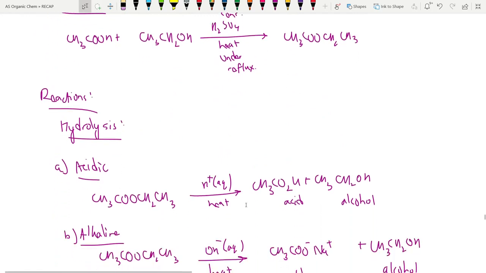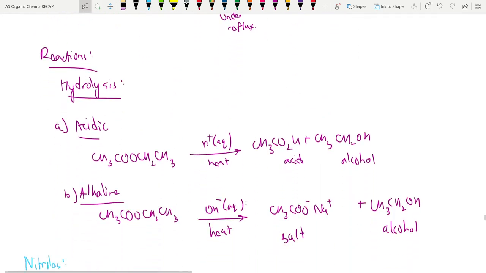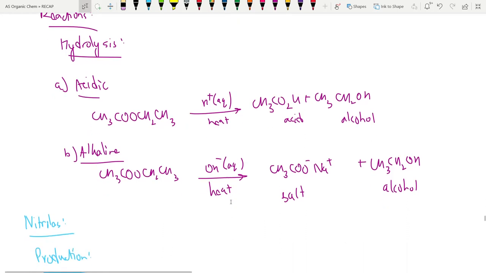They can be hydrolyzed in two ways, either in acidic conditions or alkaline. Acidic hydrolysis of esters gives us carboxylic acid and alcohol. Alkaline hydrolysis gives us a salt and alcohol because the carboxylic acid reacts with the alkali to form a salt.